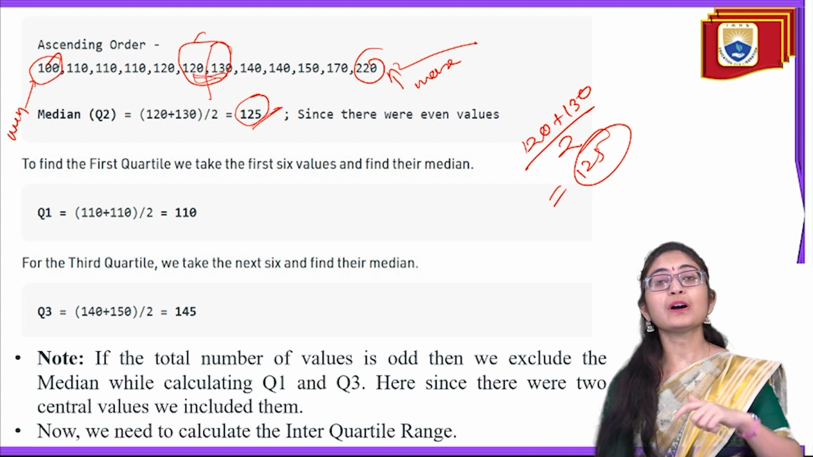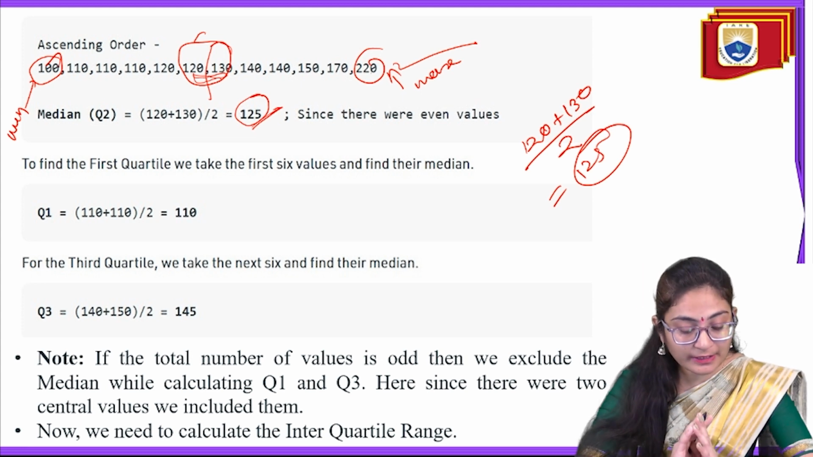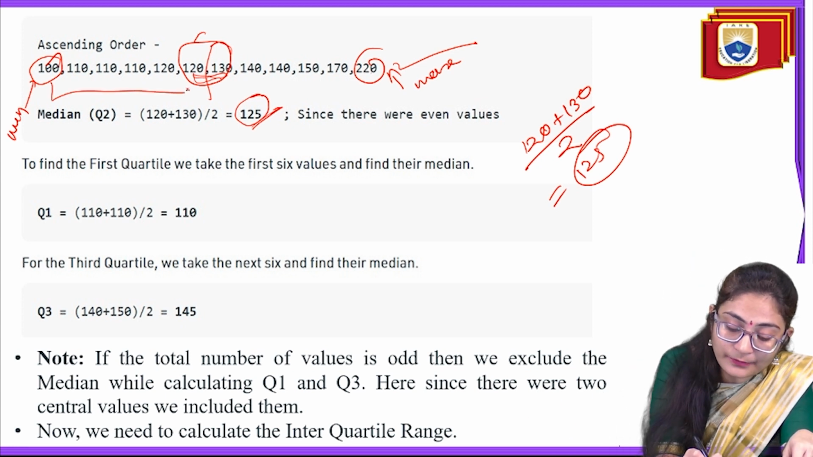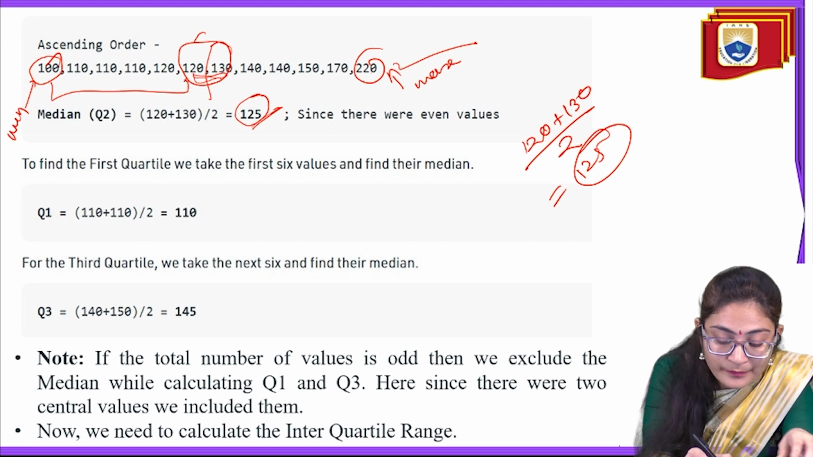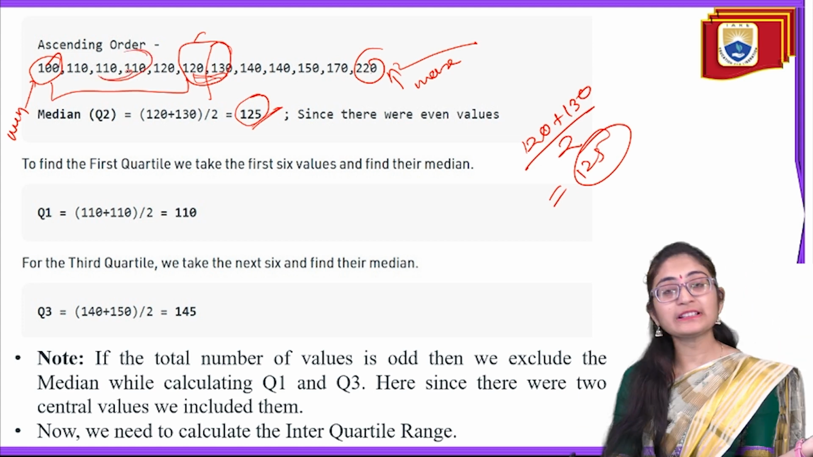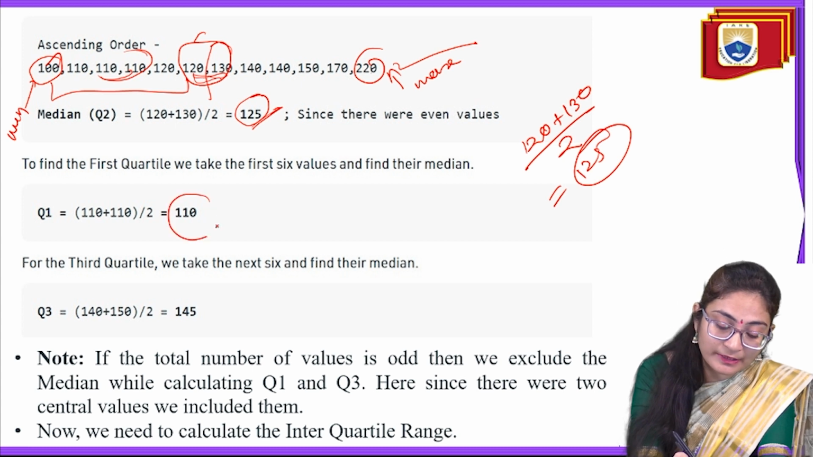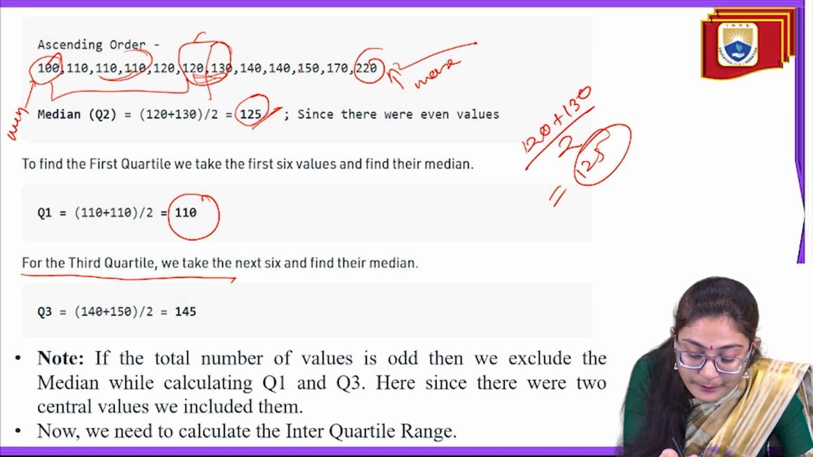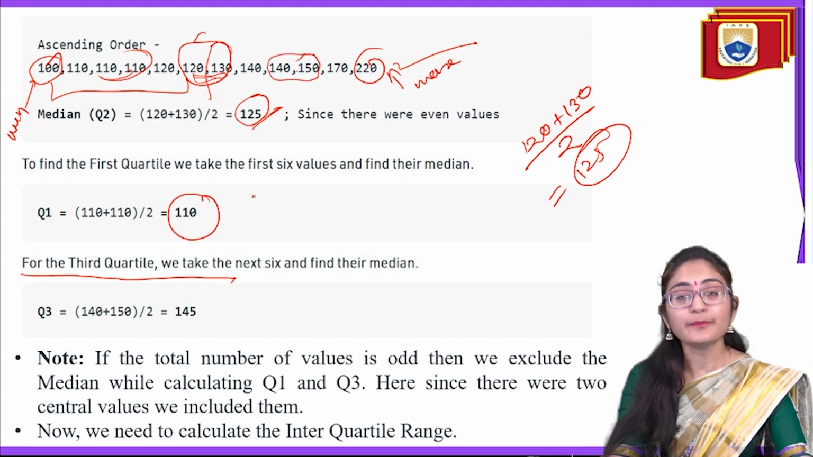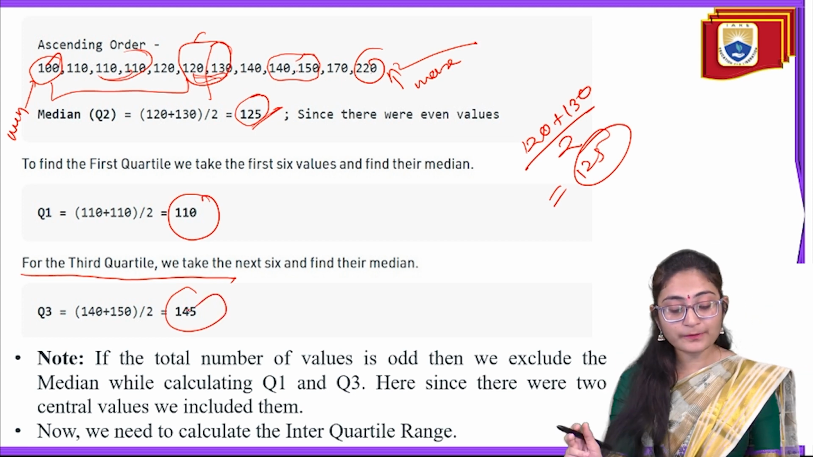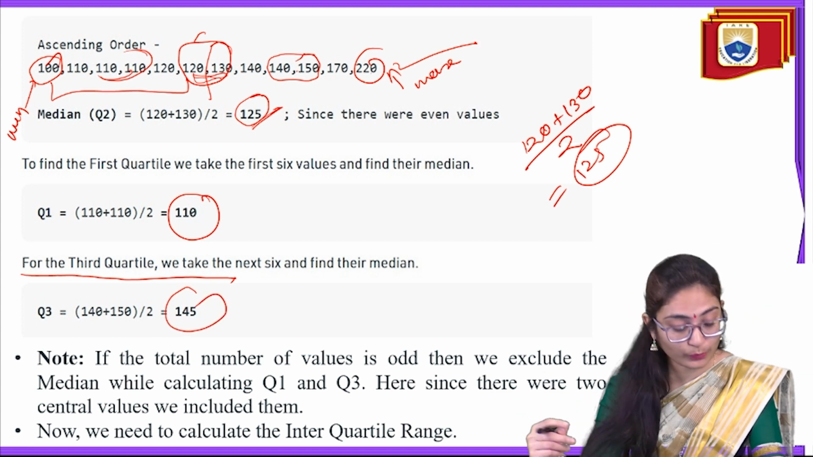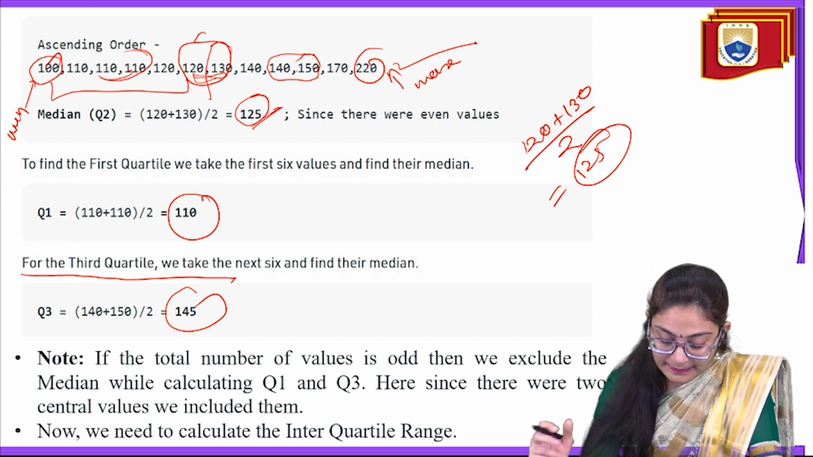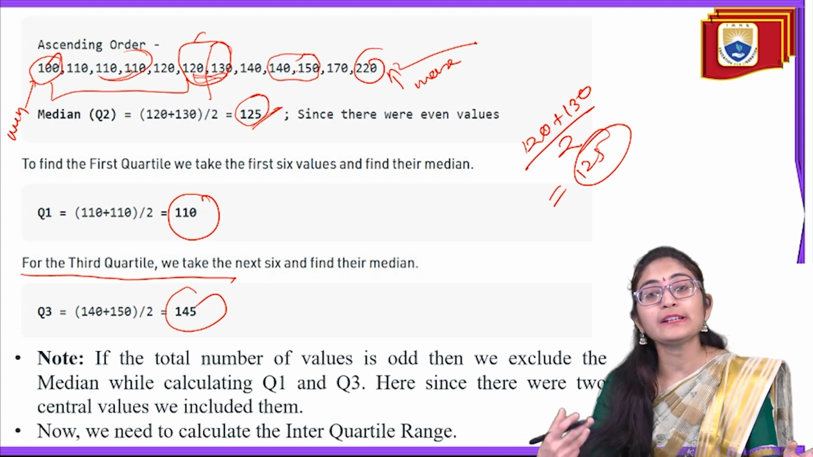After that, again we have to find the first quartile value and the third quartile value. Here also we can't find the first quartile value directly. So again we will add these values and divide, and we will get the first quartile value, 110. Then we have to find the third quartile value. Again here we add these values and we get the third quartile value. Now if the total number of values is odd, then we exclude the median value when calculating quartile 1 and quartile 3. Here, since there were two central values, we included them.